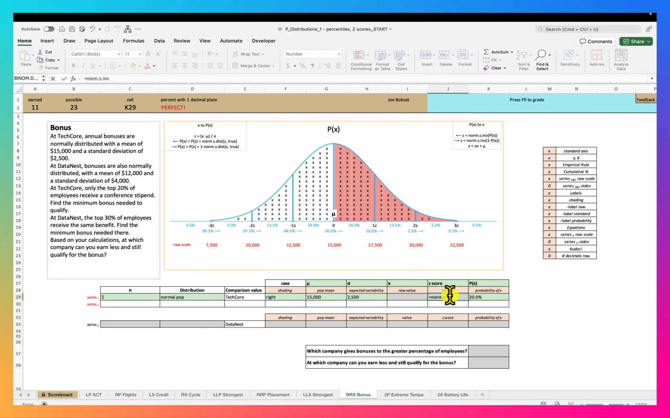So working backwards to a z-score, norm.s.inverse. But it's to the right, so it's going to be 1 minus p of x, 1 minus that probability. And the raw score that corresponds to that is going to be equal to z times standard deviation, so effectively we're taking the z-score and making it a raw score, plus mu. So if you earn 17,000, it gets you in the top 20%, you qualify for the bonus. That's at TechCore. Now let's see what happens at DataNest.